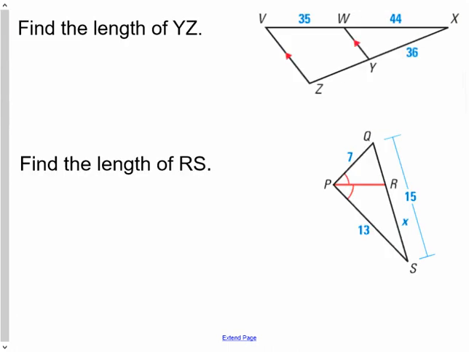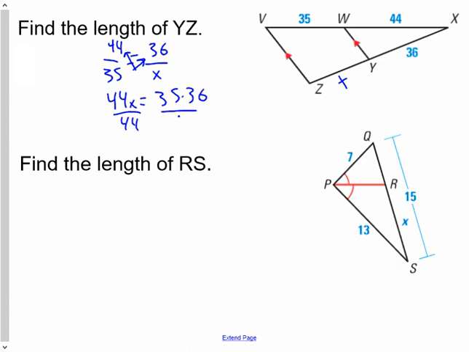So again, same story, find the length of YZ. 44 to 35 equals 36 to x. Just a little look at this tells me it's probably not going to be a nice number. So cross multiplying this time, 44x is 35 times 36. Divide by 44. And then plugging into my calculator with the fraction button, 35 times 36, over 44, I get 28 and 7/11. Or for those who like the improper fraction, it would be 315/11. Using the fraction button, I don't get decimals, but that's how it works.